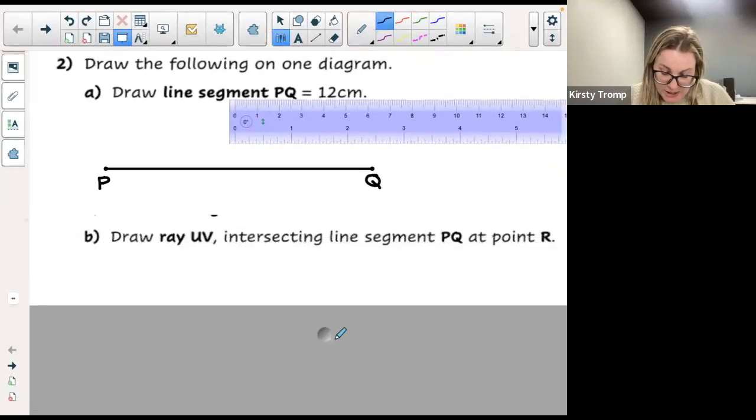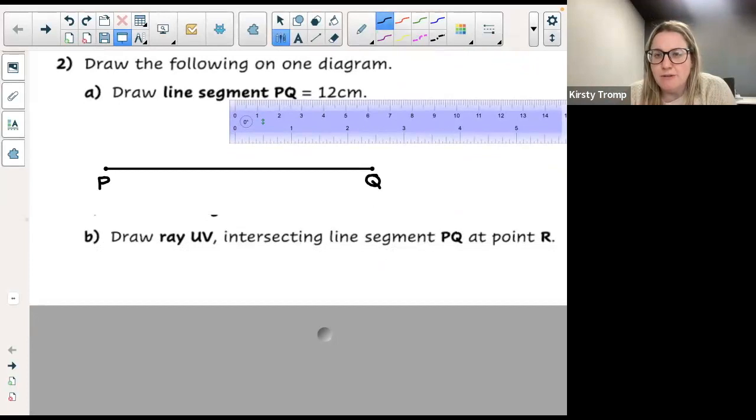Okay, so we're on the same diagram. It says draw ray, so it doesn't tell me how long to make the ray. Now, why not? Why can't it tell me how long the ray must be? Who knows? Why can't it tell me how long the ray must be?